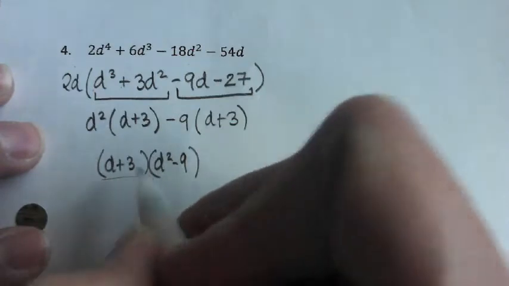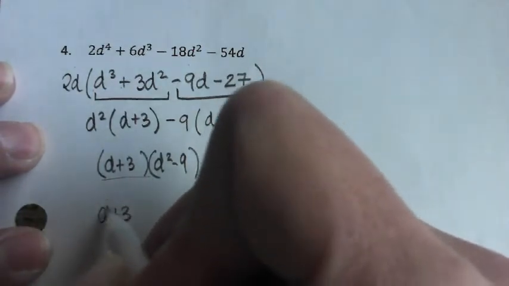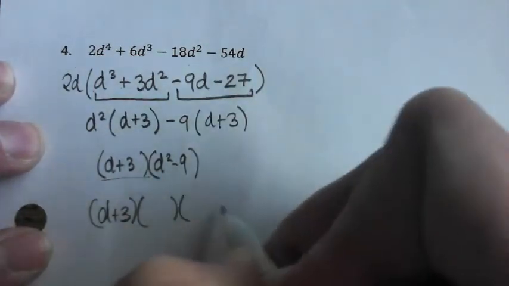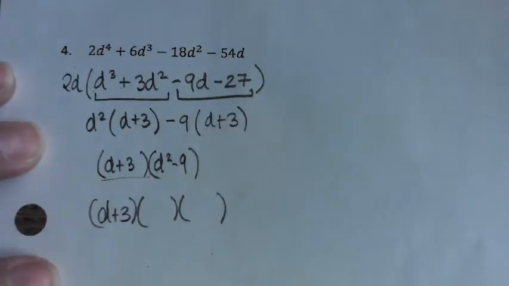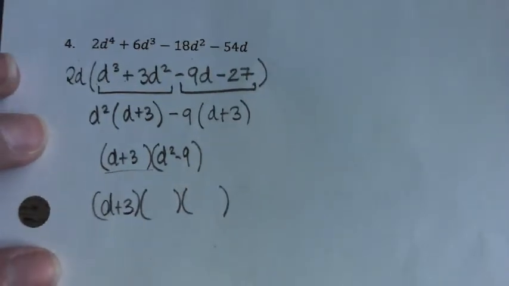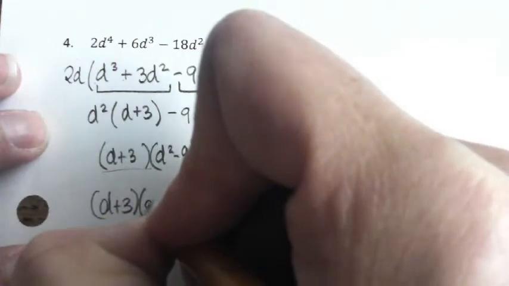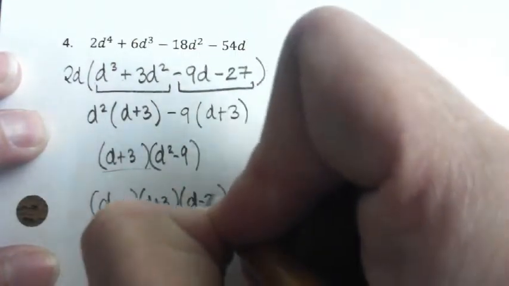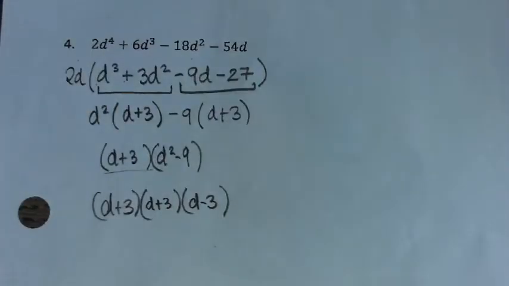So I have this d plus 3. And then my difference of perfect squares gets its own set of, what's the vocab word? Conjugates, d plus 3, d minus 3. This is not my final answer. I have to do one more thing. What are you thinking, Nate?